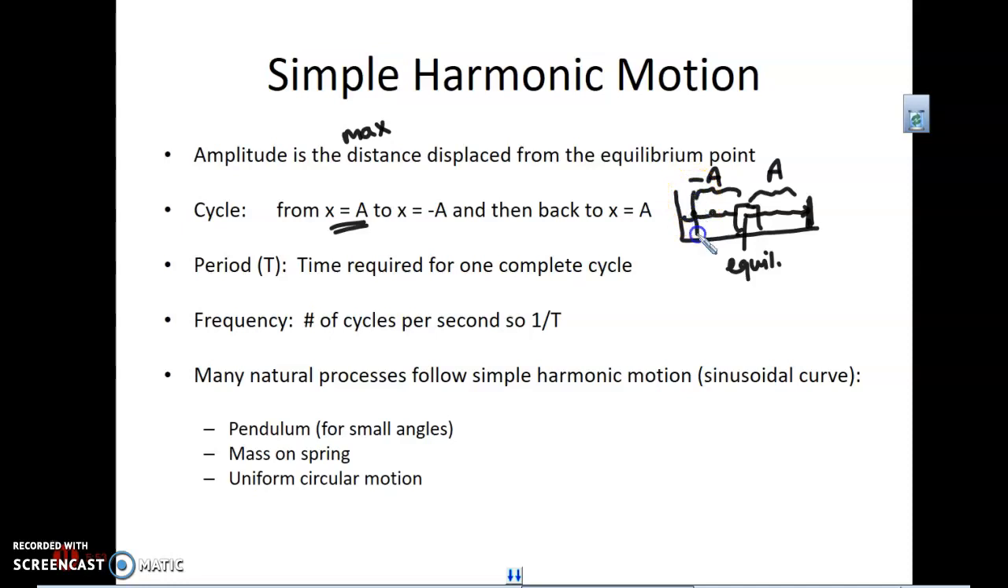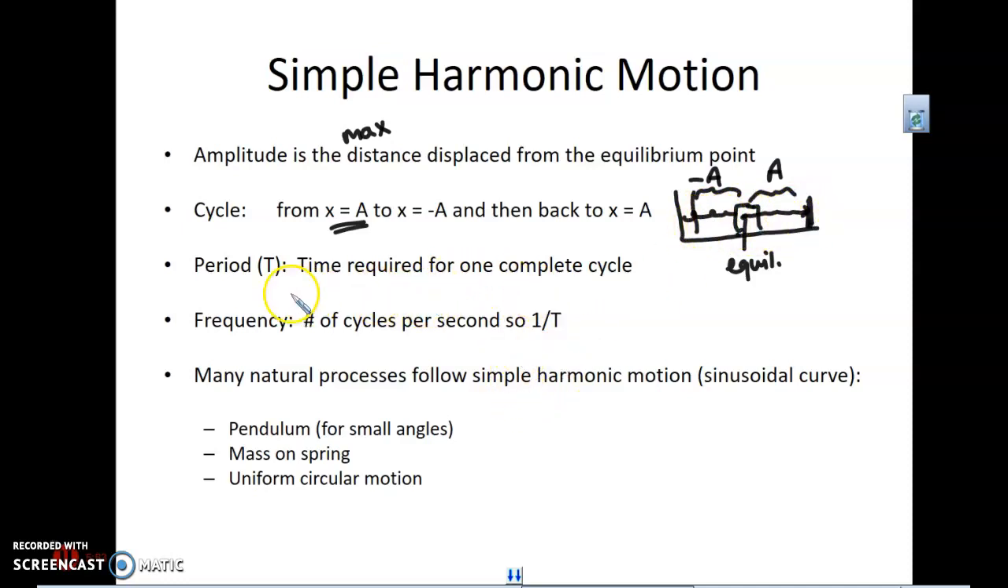If you want to start at negative A and come back to negative A, or even start at equilibrium, come back to equilibrium, that's fine. So like here, a cycle would be from A to equilibrium to negative A, back to equilibrium, back to A, okay? Or wherever you want to start and come back to after one full cycle.